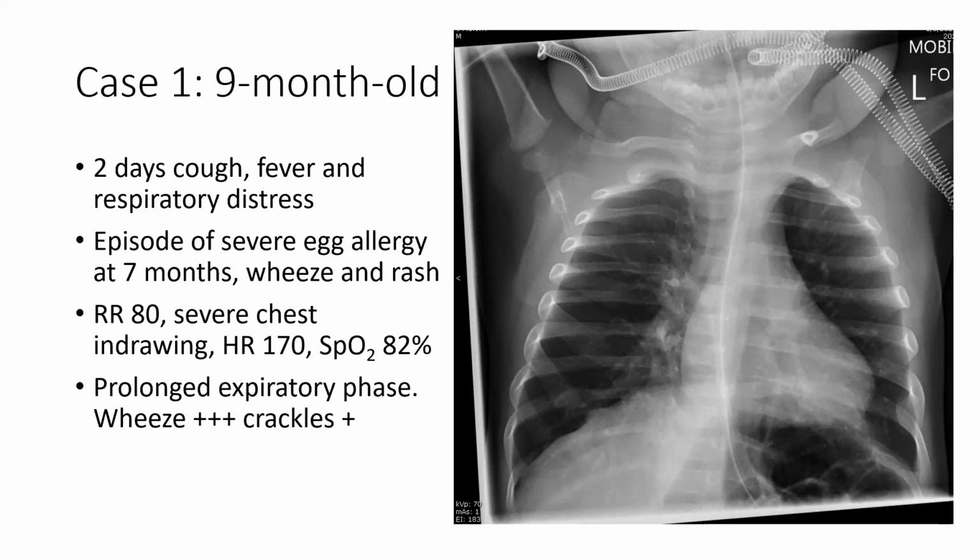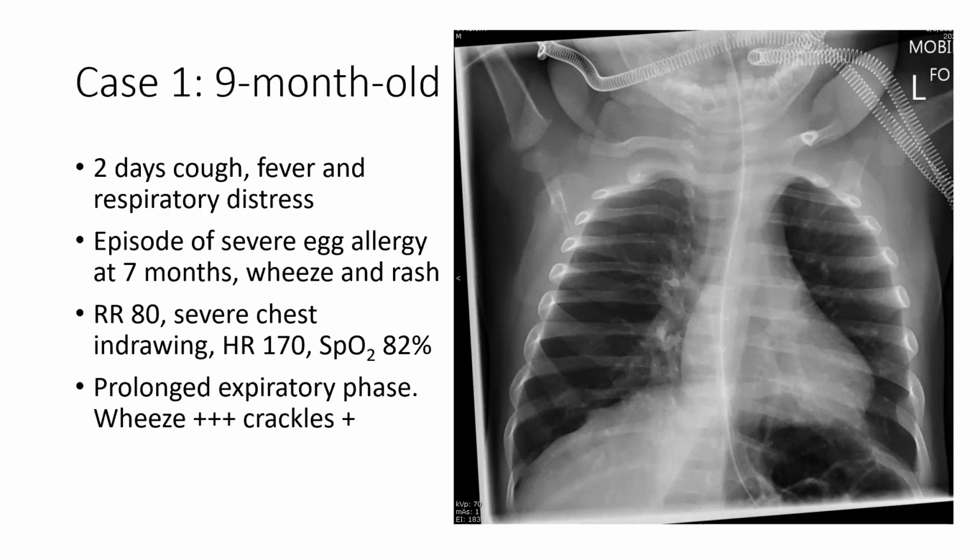So this was a 9-month-old child who I saw recently. She had 2 days of cough, fever and respiratory distress. She'd been previously well, apart from when she was 7 months old, she had an episode of severe egg allergy, and she'd been given some egg by her mother, and she developed severe wheezing and a rash. But apart from that, she was well, and she was a well-grown child.